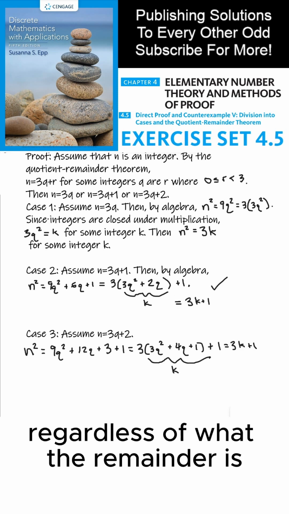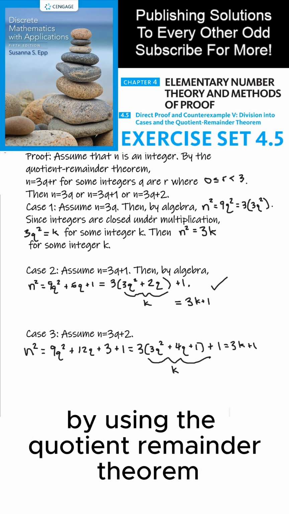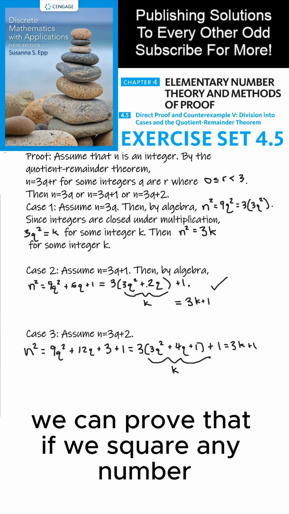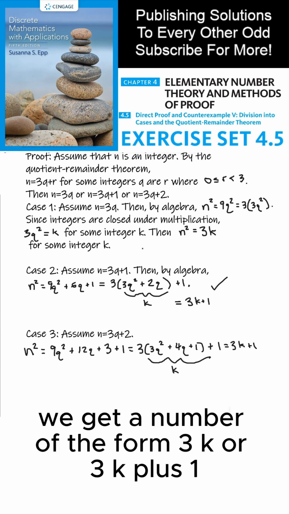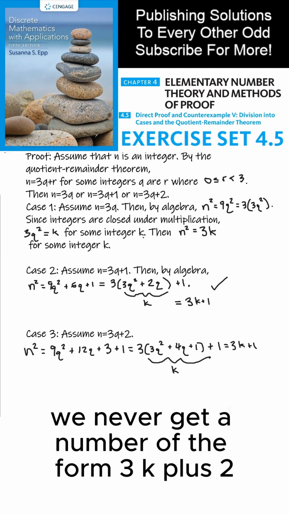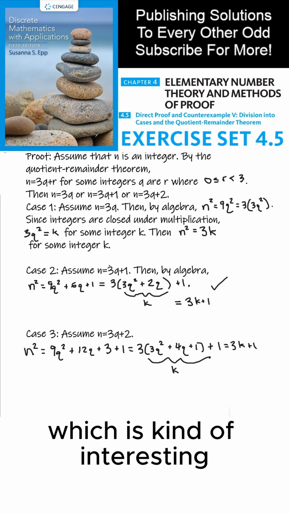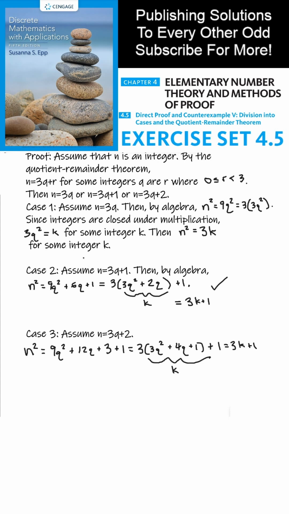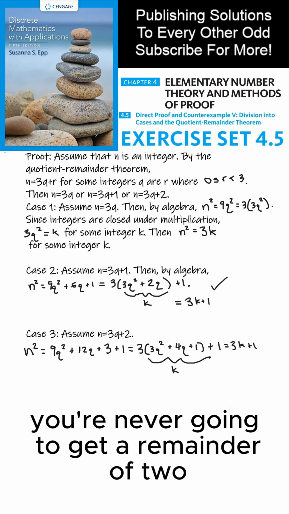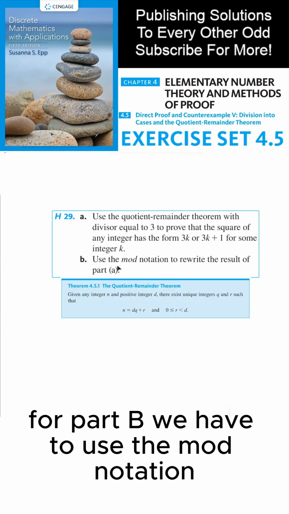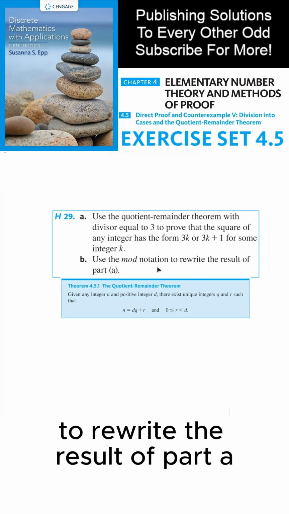And so you can see that regardless of what the remainder is, by using the quotient remainder theorem, we can prove that if we square any number, we get a number of the form 3k or 3k plus 1. We never get a number of the form 3k plus 2, which is kind of interesting. That means if you square any number, and then you divide that number by 3, you're never going to get a remainder of 2.